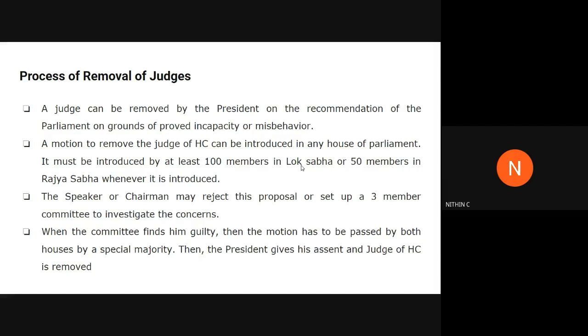Then the process and removal of judges. A judge can be removed by the president on the recommendation of the parliament on grounds of proved incapacity or misbehavior. A motion to remove the judge of High Court can be introduced in any house of parliament. It must be introduced by at least 100 members in Lok Sabha or 50 members in Rajya Sabha. The speaker or chairman may reject this proposal or set up a 3-member committee to investigate the concerns. When the committee finds him guilty, then the motion has to be passed by both houses by a special majority. Then the president gives his assent and the judge of High Court is removed.